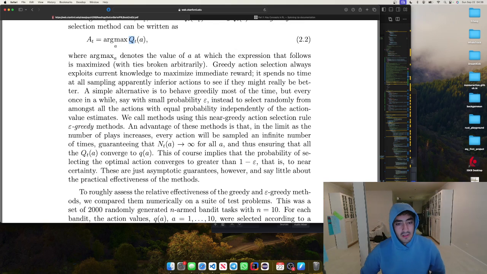guaranteeing that N_t(a) goes to infinity for all a, thus ensuring that Q_t(a) converges to q*(a). This of course implies that the probability of selecting the optimal action converges to greater than 1 minus epsilon, that is, to near certainty. These are just asymptotic guarantees, however, and say little about the practical effectiveness of the methods.